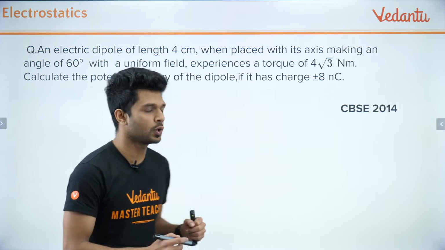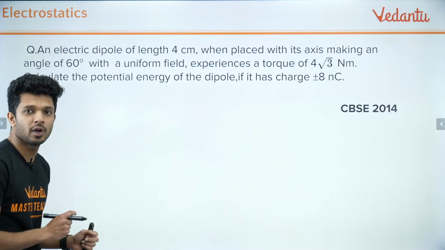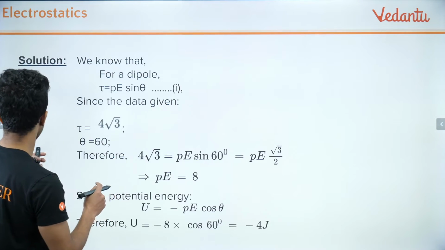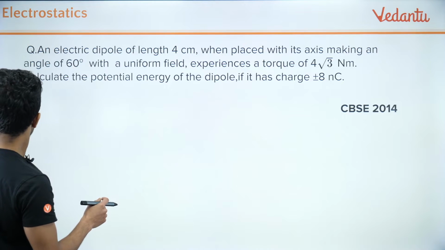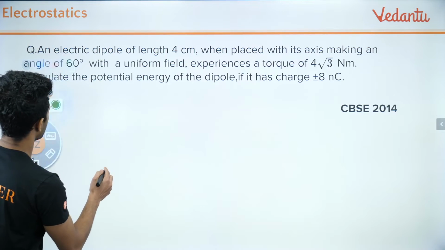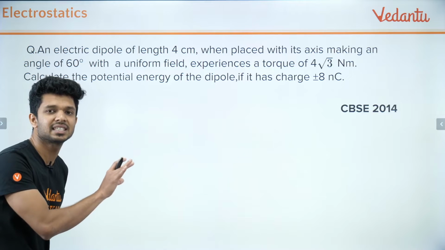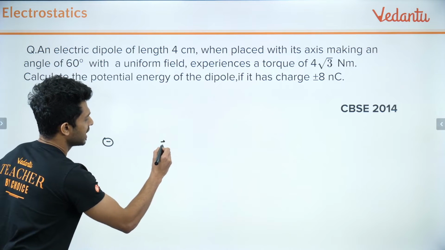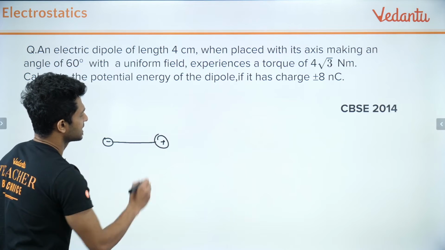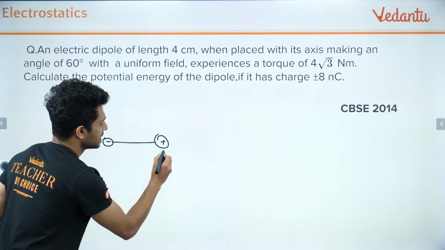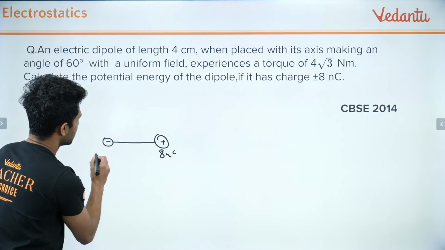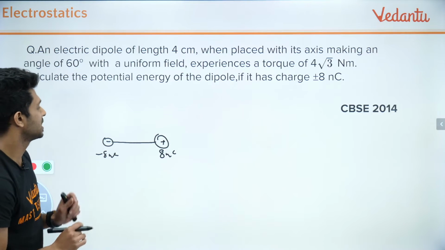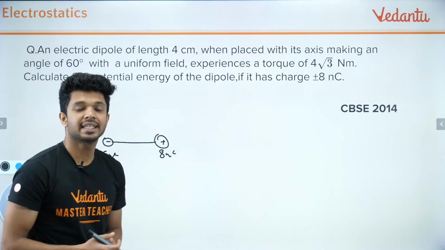I hope everyone knows what a dipole is, right? A dipole means two equal and opposite charges kept at some distance. So we'll have a negative charge and some positive charge kept at some distance. The charges are given: this is plus 8 nanocoulomb, this is minus 8 nanocoulomb. Nothing about the distance is needed. So this is the dipole.